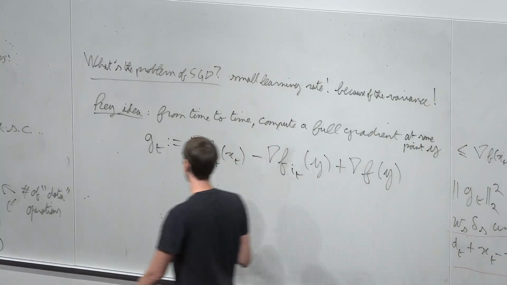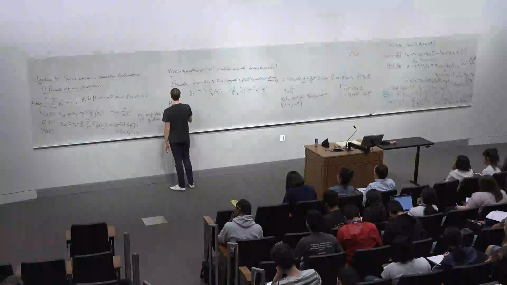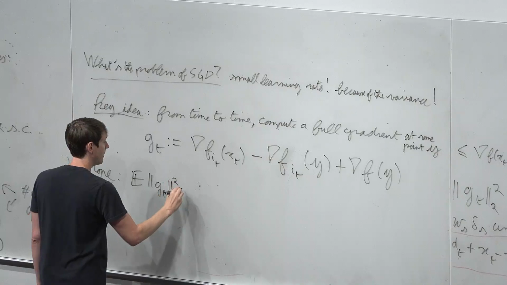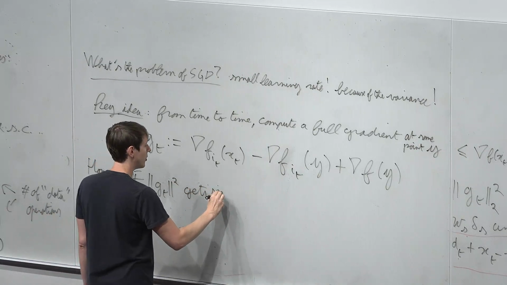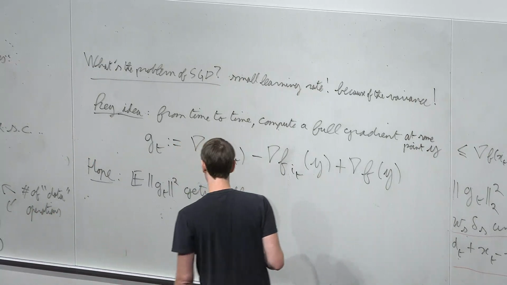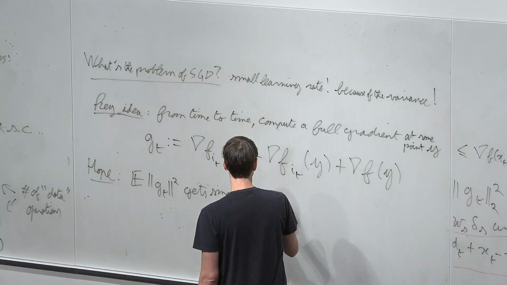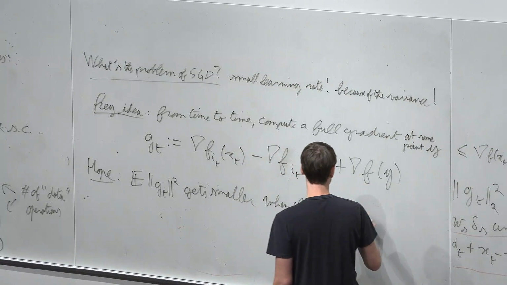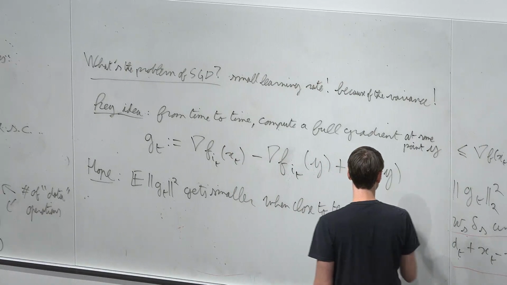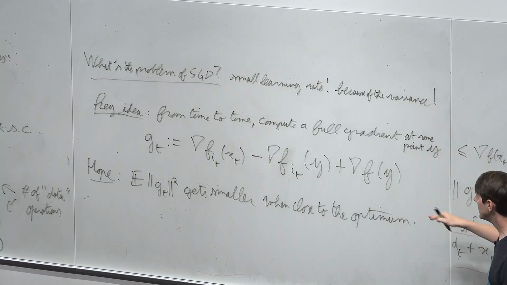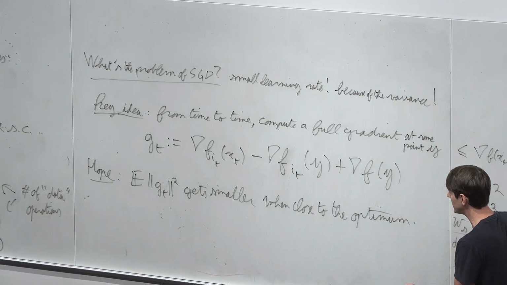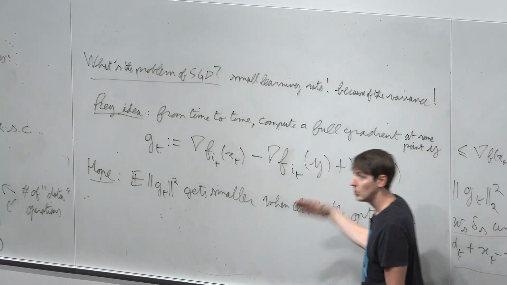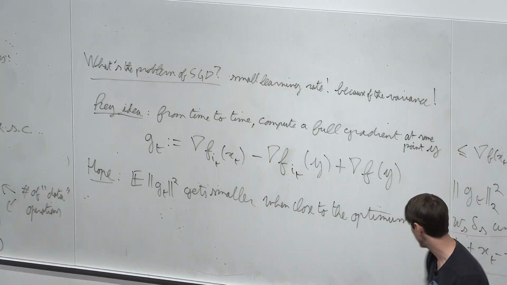Okay. So the hope is that the expectation of the norm of g_t squared gets smaller when close to the optimum. Okay, and I claim that if we have this property, I'm not going to show it, very succinctly, that just doing SGD but with those stochastic gradients will improve dramatically the convergence rate.